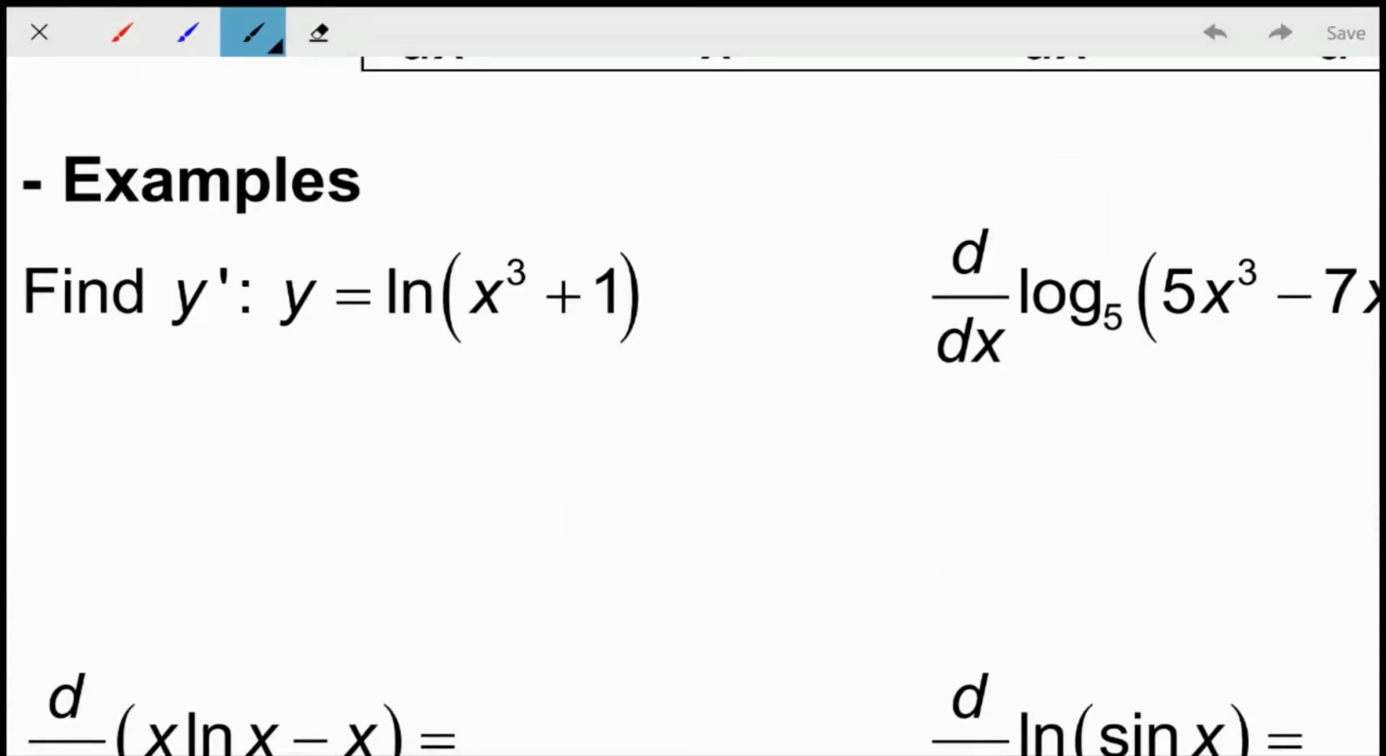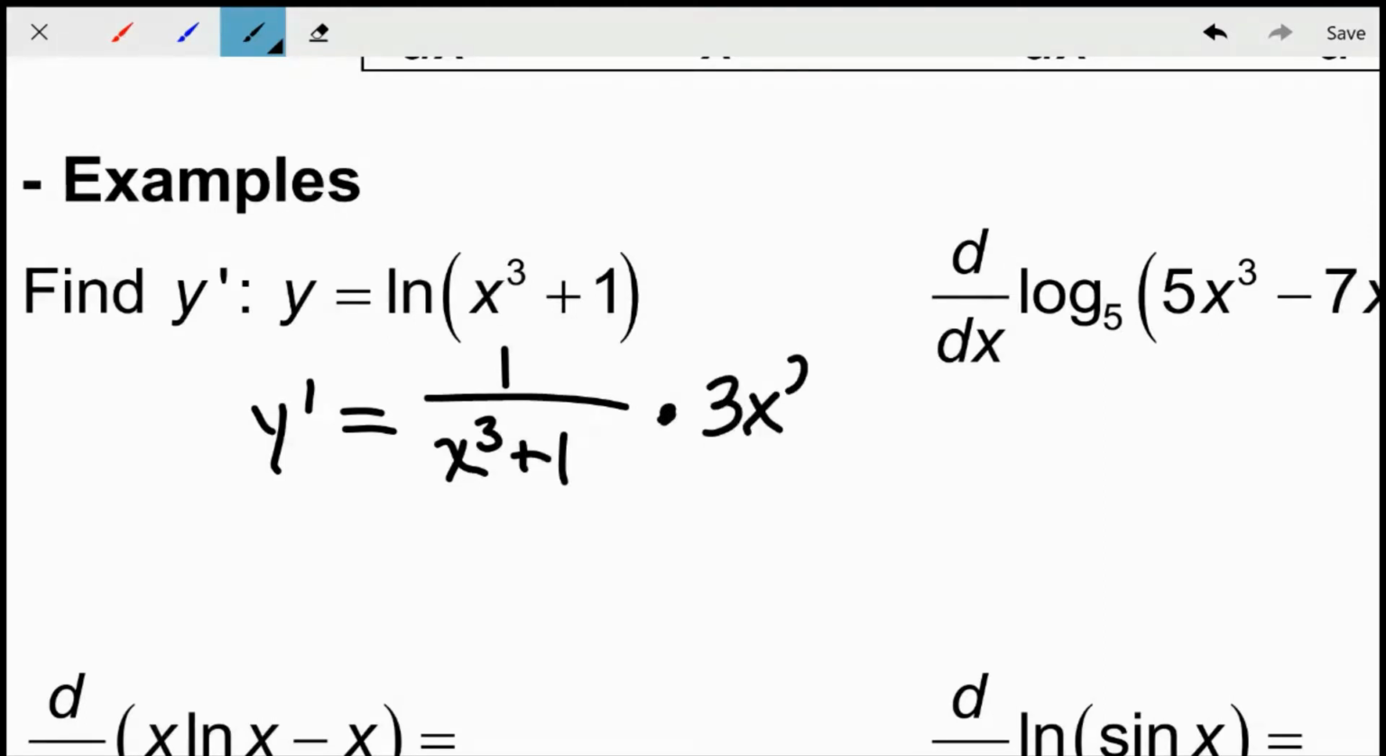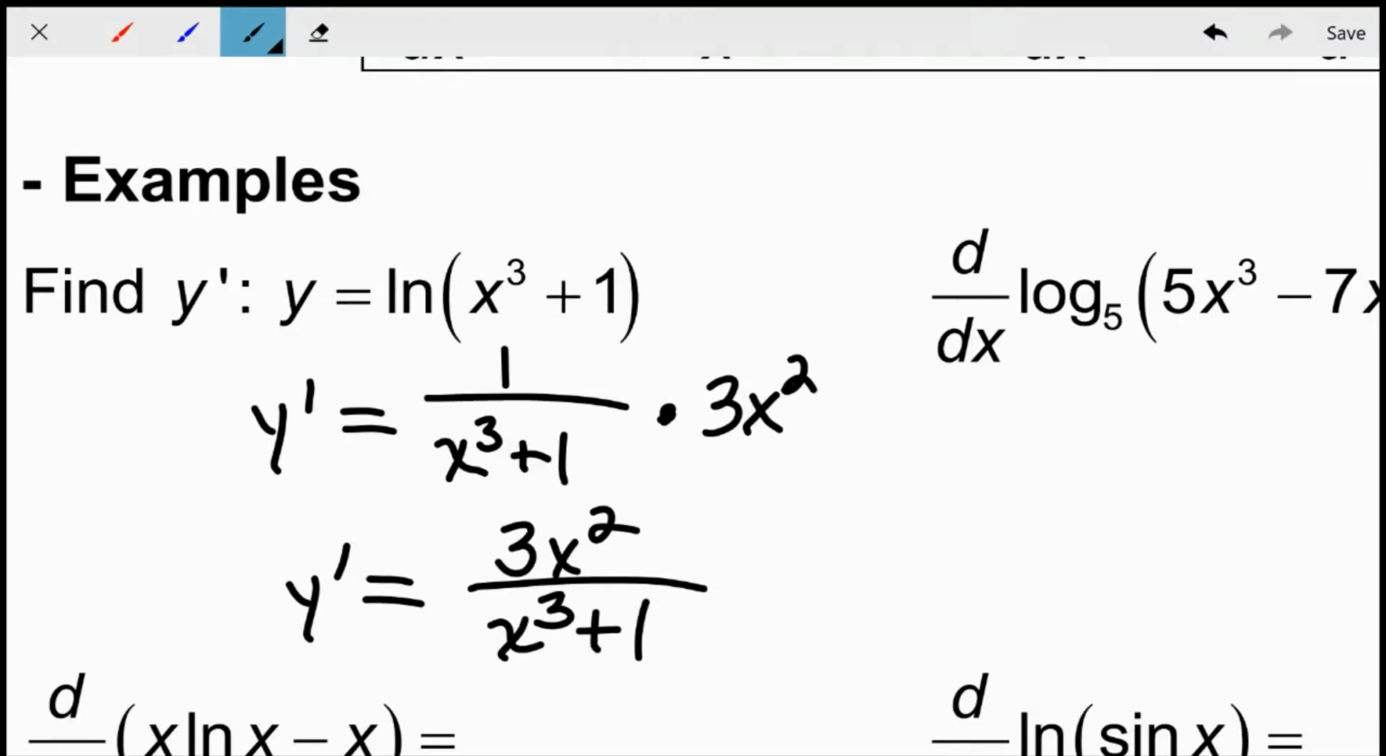If you practice with them, it'll be the best way to remember them. So here they asked us for y prime. Our u in this case is x cubed plus 1. So it'd be 1 over x cubed plus 1 times du dx, so times 3x squared. And really I could do this in one step, but just to make it really clear, this would be 3x squared over x cubed plus 1. Okay, so pretty easy to do.